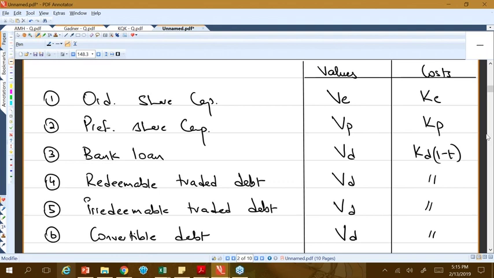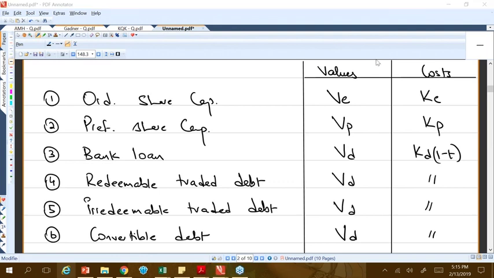Now, the sad part here is that the formula on the formula sheet on the WACC only shows 2 sources of finance, assuming that there is one portion of equity and one type of debt. But it doesn't show you that the equity can be 2 types and the debt can be 4 types. So in the overall scheme of things, we need to be able to calculate all these.